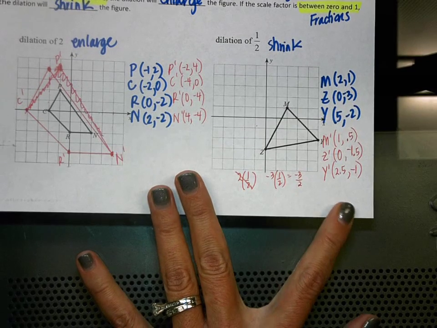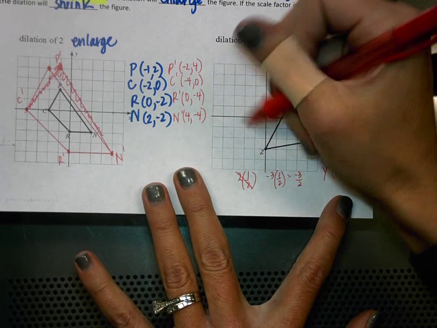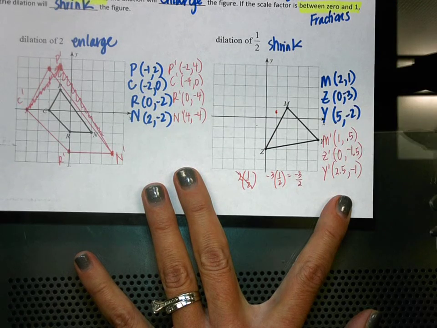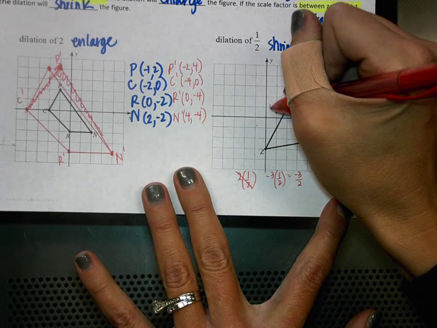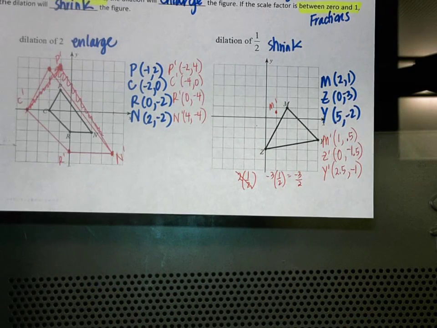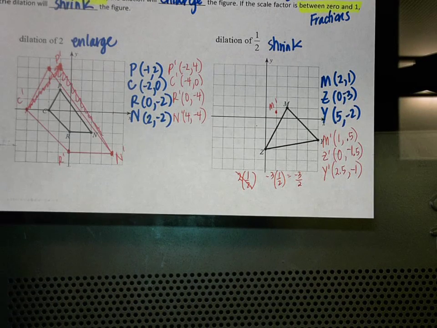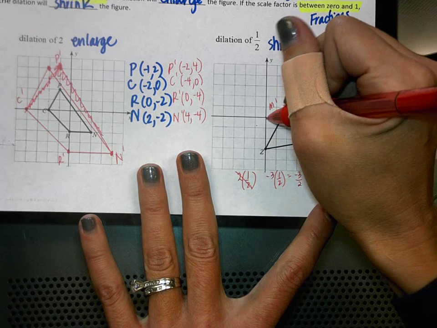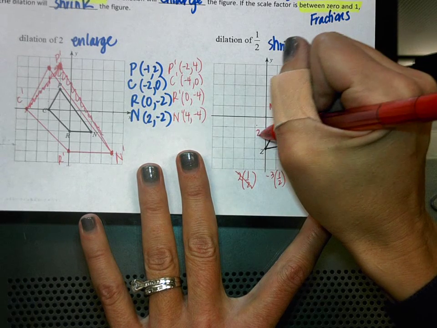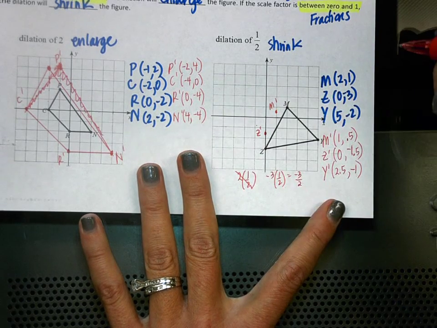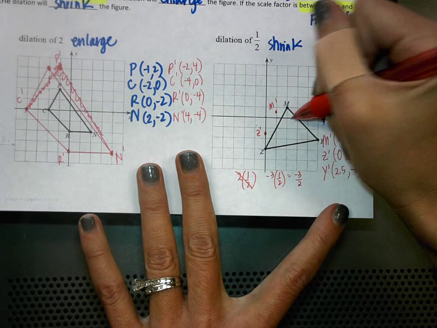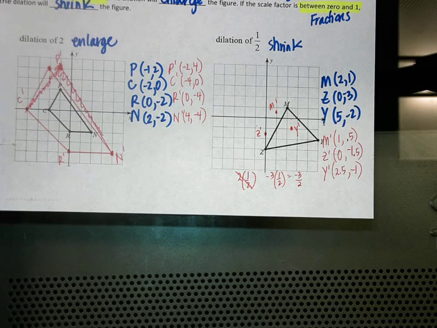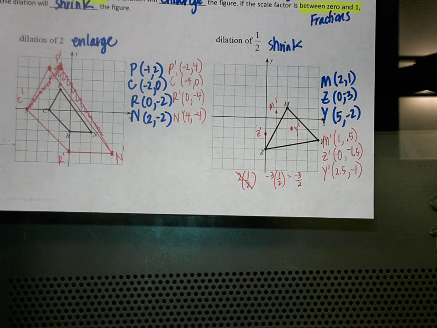So when we're plotting our points, over 1 up 0.5 is right here. That's our M prime. So for 0.5, we're just going in between the two numbers, correct? Okay, for Z prime, we have 0 and then negative 1.5. So there is our Z prime. And then Y prime is 2.5, negative 1. And then go ahead and draw your lines.